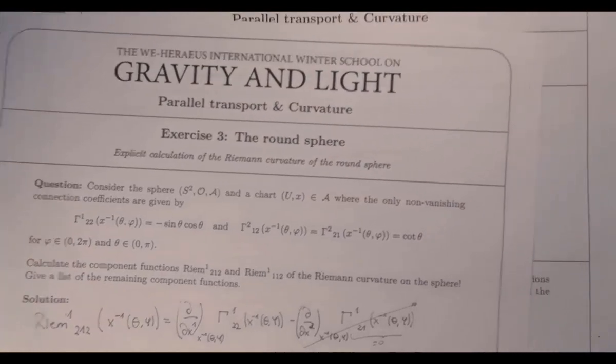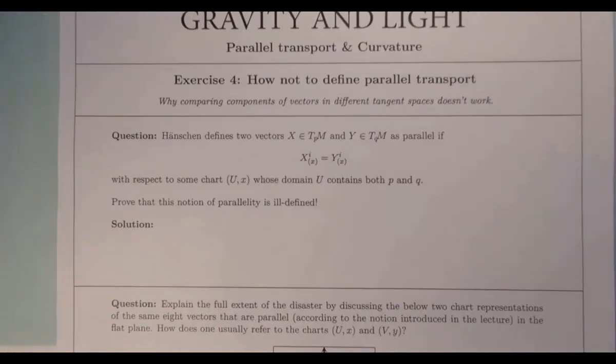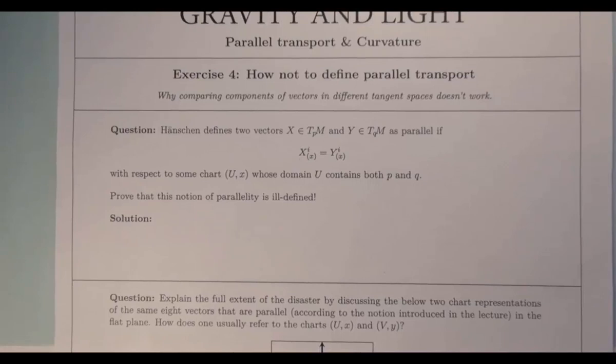So we now move on to the last exercise, exercise 4, about how not to define parallel transport. Hänschen defines two vectors x at a point P and y at a point Q as parallel if all their components with respect to some chart Ux are equal. And now we wonder whether this notion of parallelity is well defined, since it is defined with respect to a chart, so we have to check. And indeed we will prove that this notion of parallelity is ill-defined.